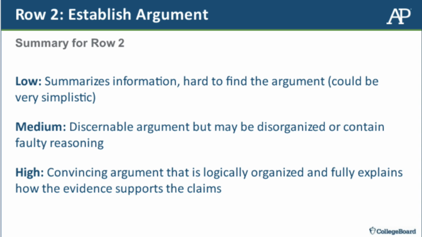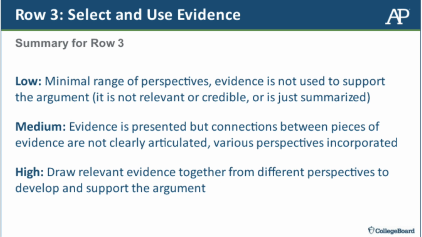If you can do all of that consistently, you're going to score well on row 2. Row 3: How well do you select and use the evidence? Is the evidence the best, most credible, most relevant evidence for the claims you've chosen? And do you show how evidence from different perspectives works to generate an argument?